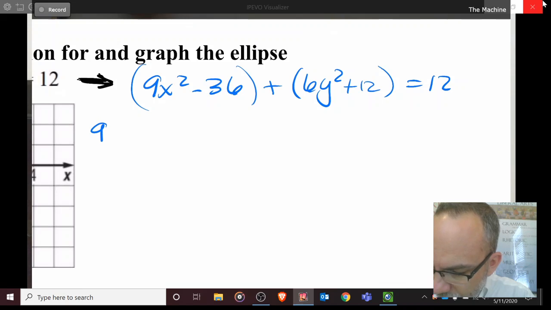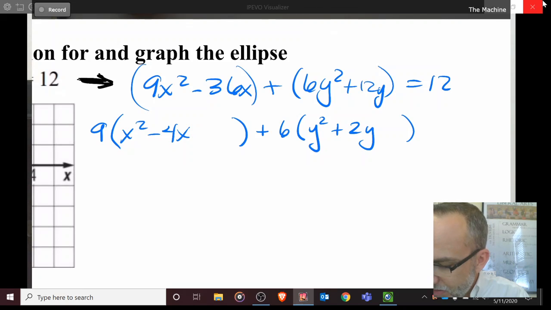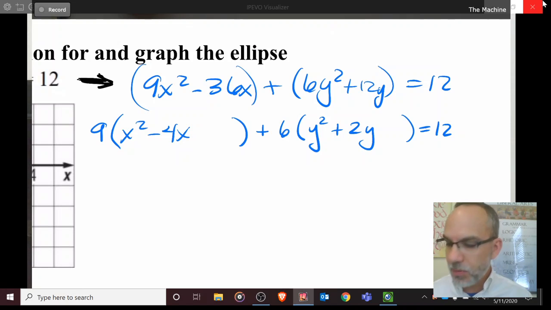The 9 is going to come out of the x group, leaving me an x squared minus 4x. Looks like I forgot an x right there. Sorry. Probably forgot a y right there. I did, didn't I? So leave space. Okay. Now, plus, factor the 6 out. 6 times the y package, y squared plus 2y. Leave space equals 12. Okay. Now I have to complete the square.